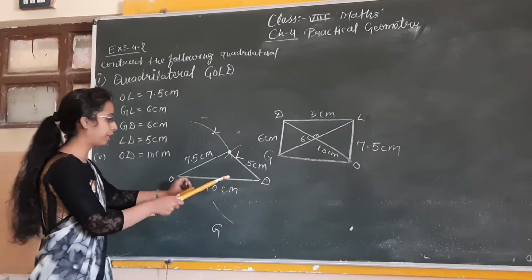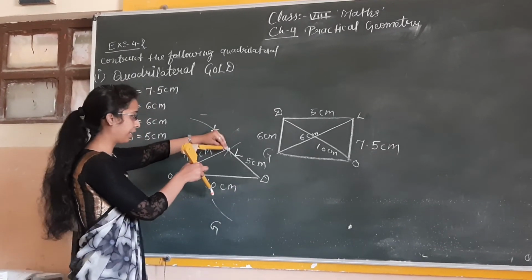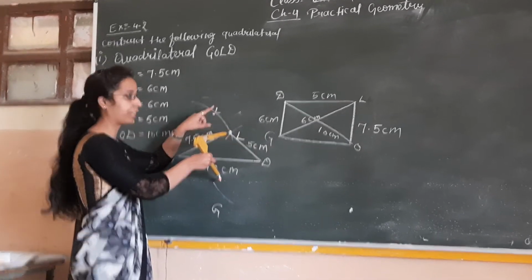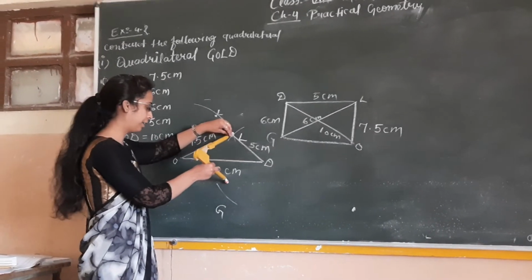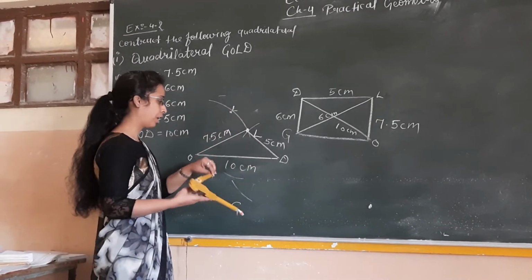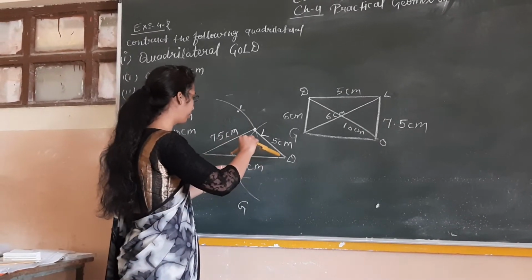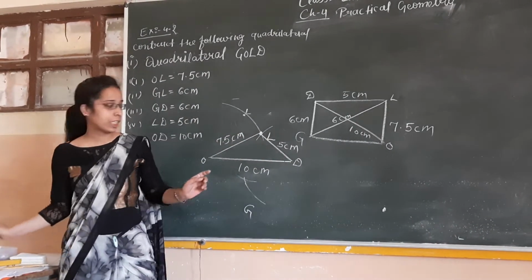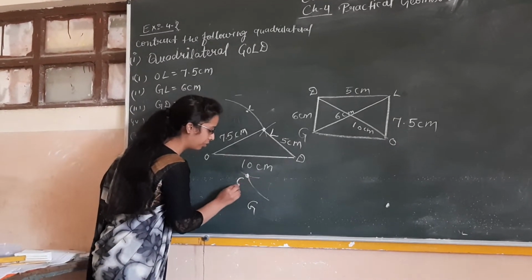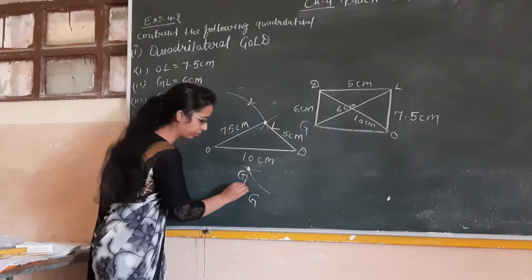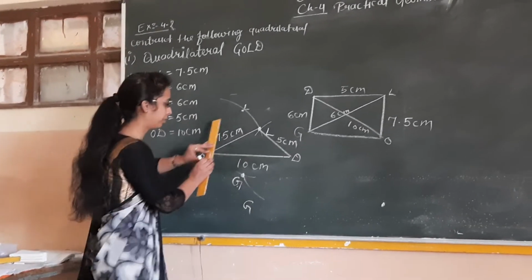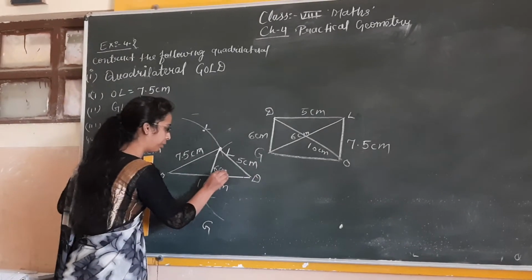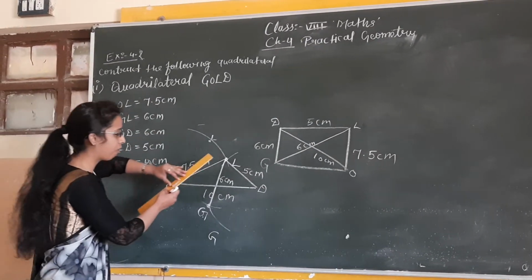So we draw a diagonal taking this as center. Okay, because the measurement of GL is 6 centimeter. That's why I am taking L as center and certain arc of 6 centimeter. Now we can again see these do not intersect, so we increase this. Okay, and this point is G. Now I have to join this GL, and the measurement of GL is 6 centimeter and the measurement of GD is also 6 centimeter.